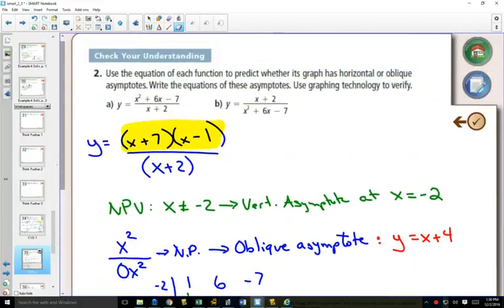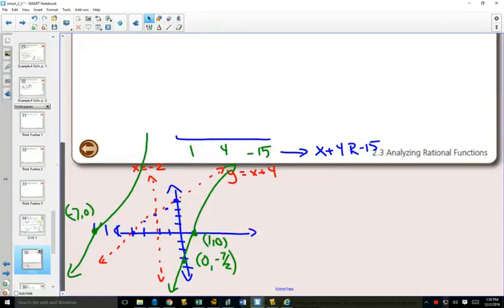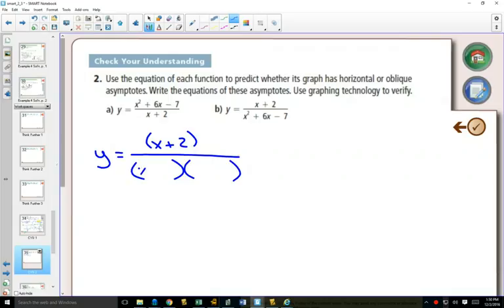Part B. I'm going to erase part A. Is that okay? Any more questions about A? So for part B, x plus 2 over, exactly the same thing. Since we factored this already, we already know that it's x plus 7, x minus 1. So you're always going to want to factor things completely to begin with. It's going to tell us some important information.